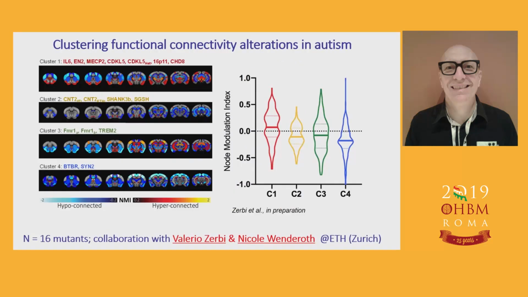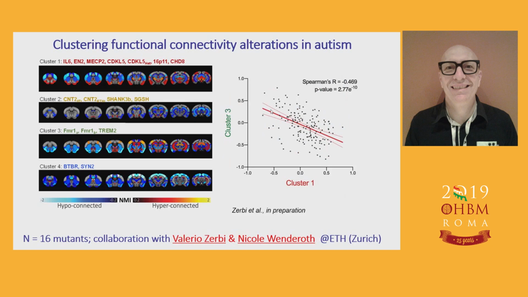So what we did, we teamed up with the super talented Valerio Zerbi and Nikki Vanderhout. I'm sure you've seen the poster on Monday. The idea is to join together all the mutations we have, because those guys are pretty much running the same program. And long story short, we pretty much have the same result. We have a hyper-connected cluster here. We have hypo-connectivity, three clusters here. And as mentioned before, there are two clusters, for example, that are anti-correlated.